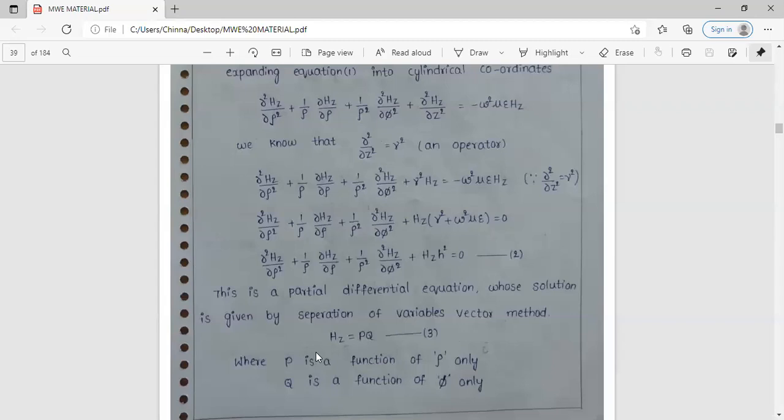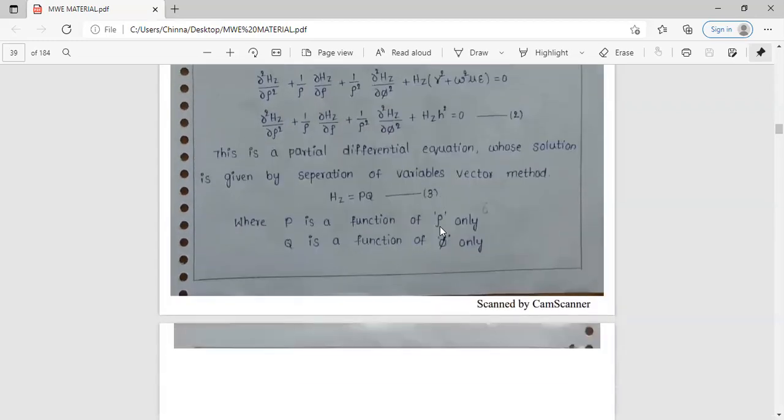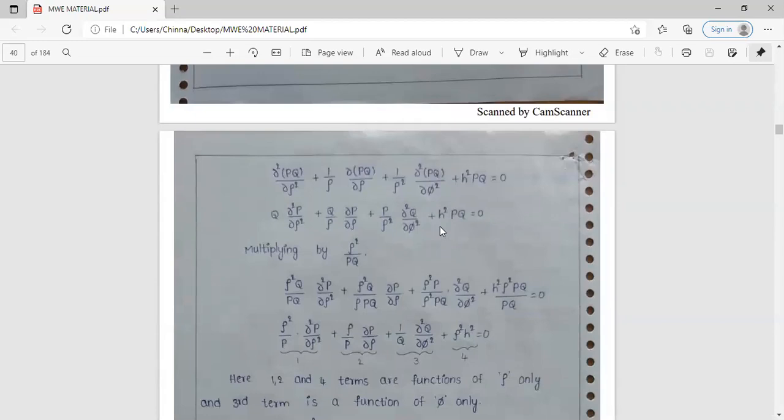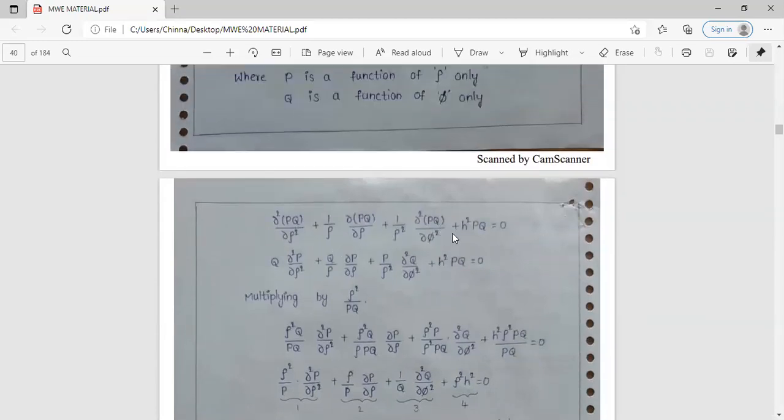So to solve this partial differential equation, we will go for the separation method. So hz is equal to capital P into capital Q, equation number 3. P is a function of rho and similarly Q is a function of phi only. So whatever, we are taking one representation of rho and one of phi. Then the above expression will be represented as phi square PQ by rho.